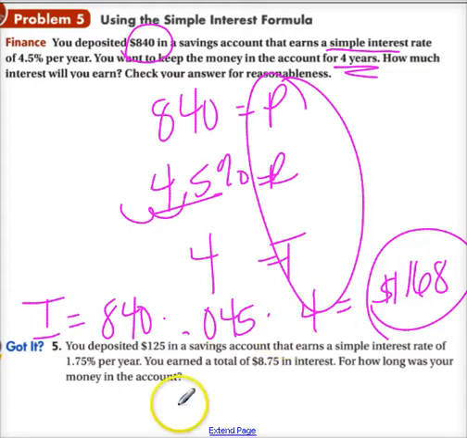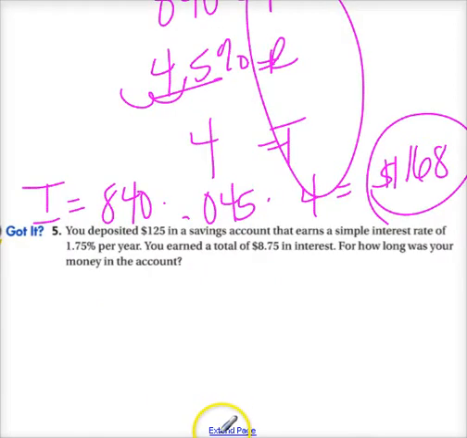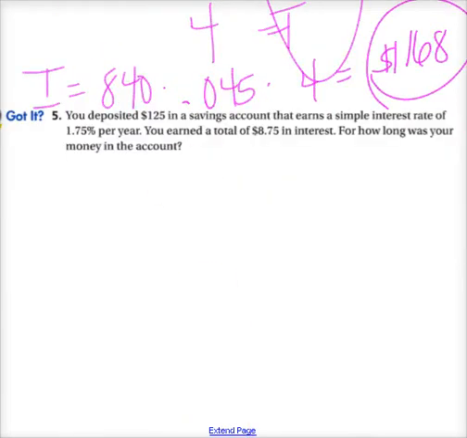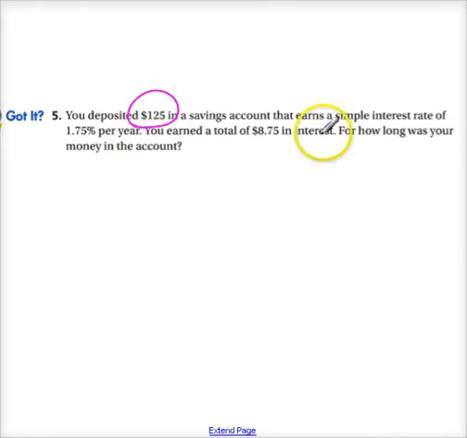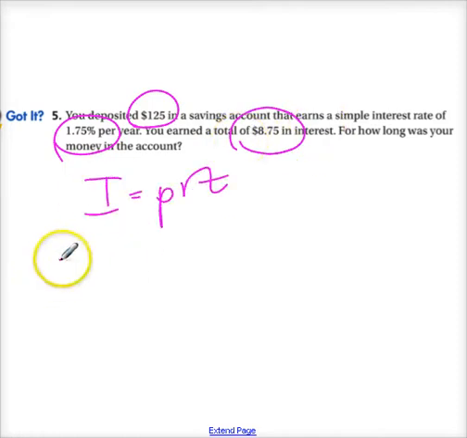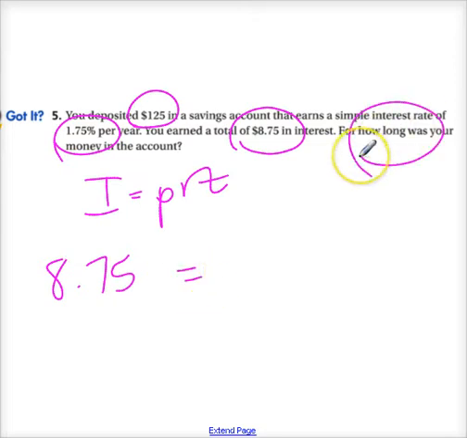All right, we'll do one more example. You deposited $125 into a savings account that earns a simple interest rate of 1.75, you earned a total of 8.75 in interest. So this time in our formula, they gave us the I. That's how much you earned. How long was your money in the account? So we're solving for T.